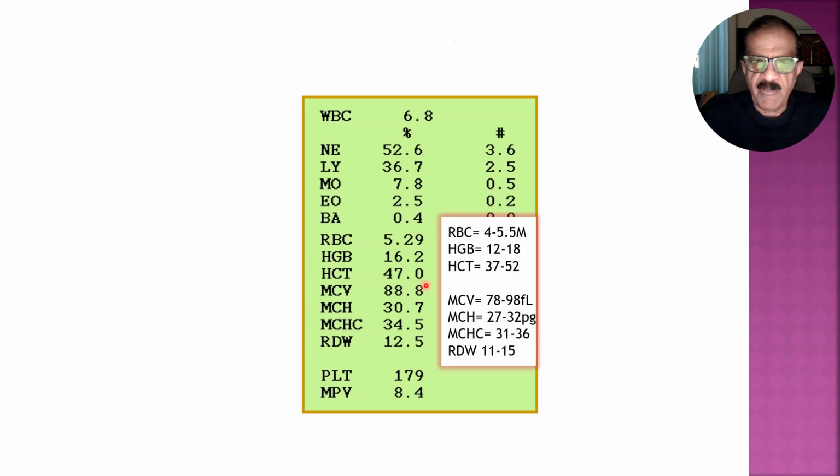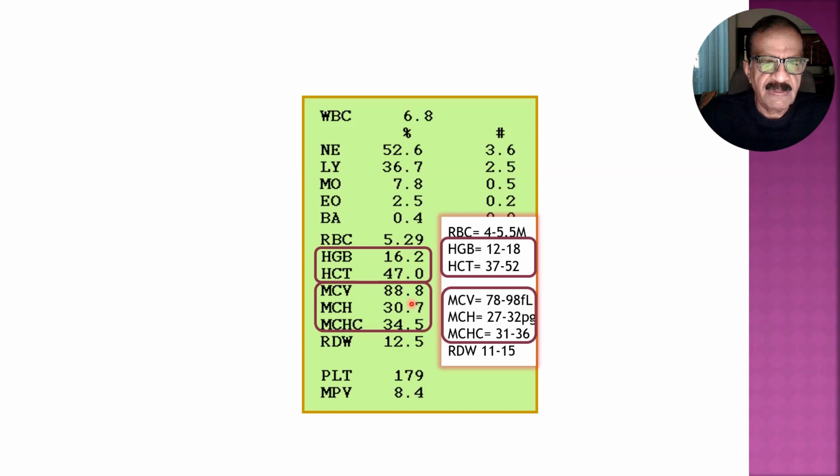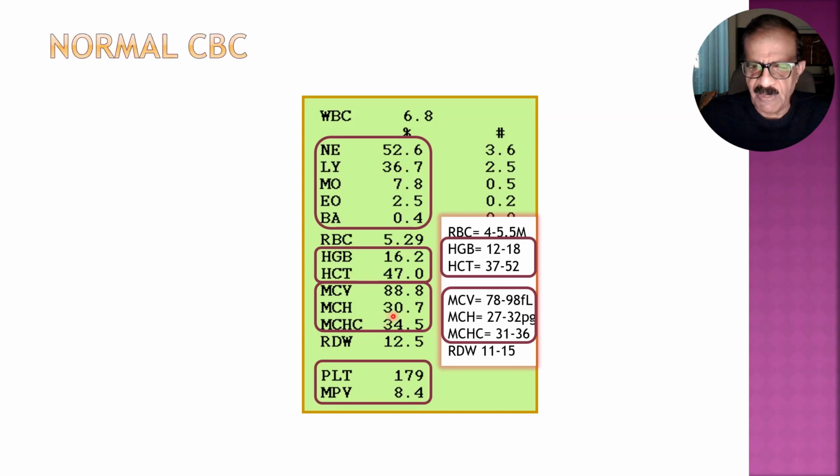So let's do some exercise. This is the CBC report, and this is the normal. I have given it here. So this one, Hb normal, and these indices are normal. RDW is also normal. So this is actually a normal CBC. This was for the reference, and now we do the exercise.